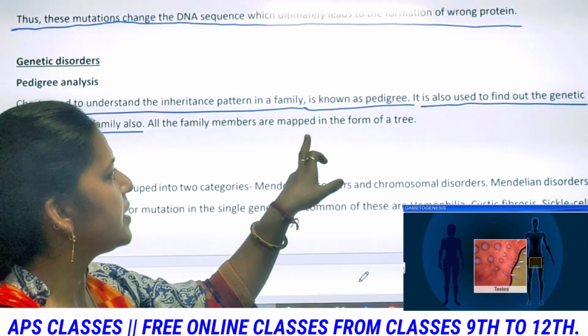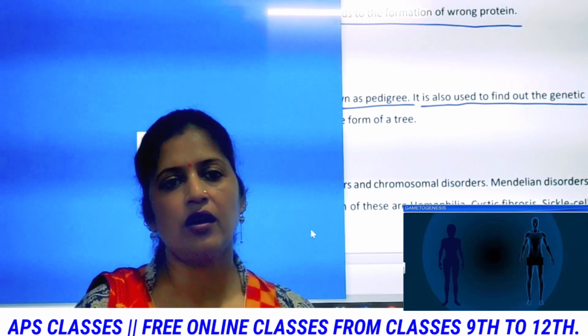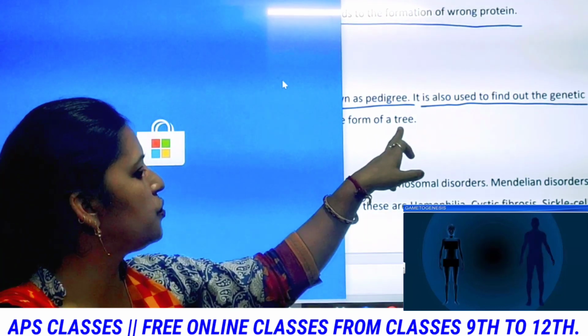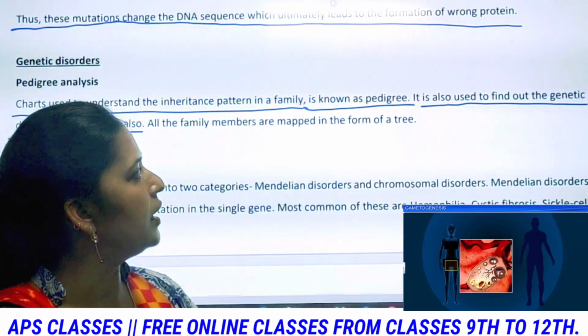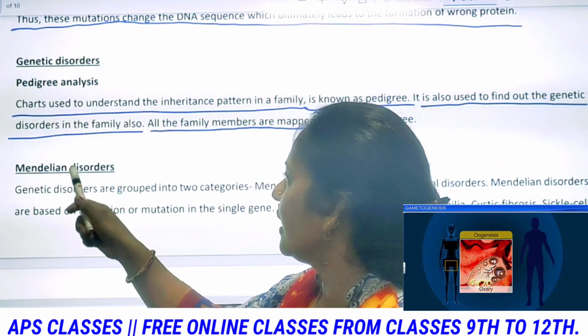All the family members are mapped in the form of a tree. All the family members are mapped in the form of a tree. So this is the genetic disorder, and the first genetic disorder is the pedigree analysis.